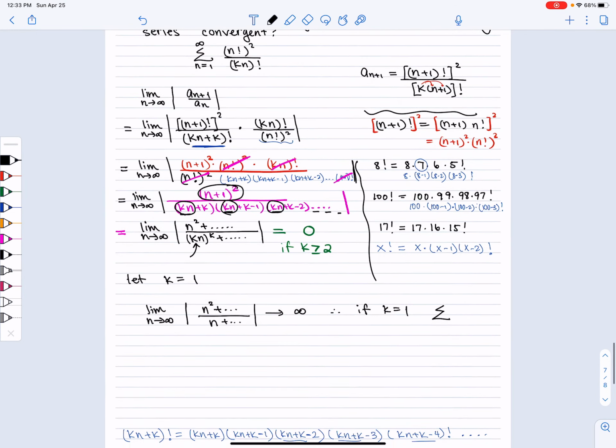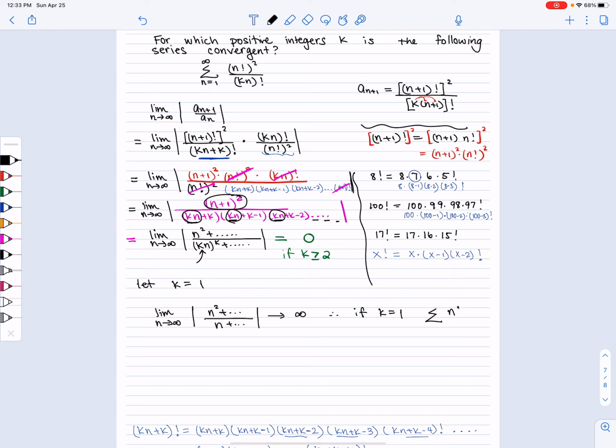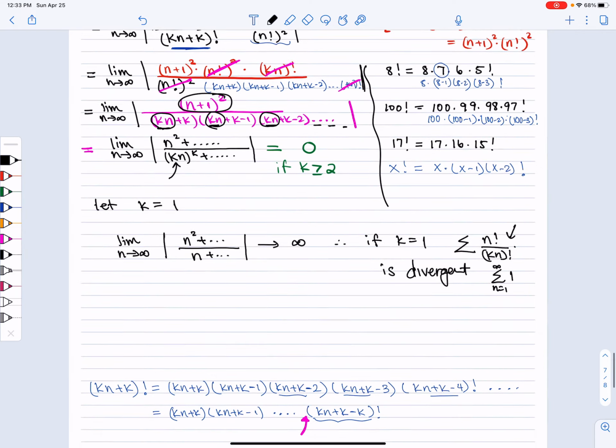Therefore, if k is equal to 1, the series will diverge. Let me come back to it. So we have n factorial over kn factorial with k equal to 1, which is divergent. And you can plug it in. If your k is 1, then you have the sum of 1 as n goes from 1 to infinity, and that sum will be infinity, or it's going to diverge.